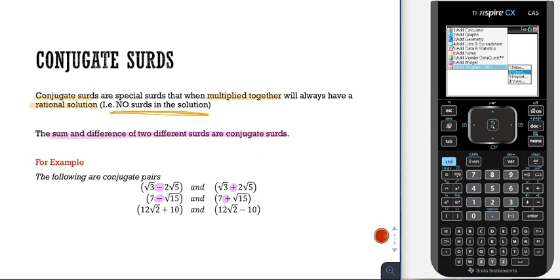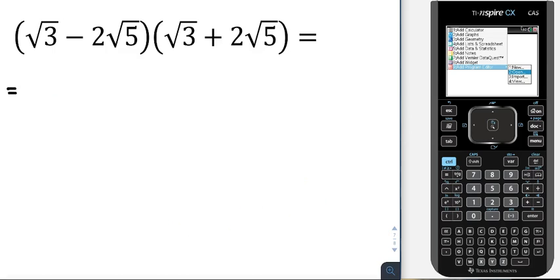And then you can do the same for any term or expression that we've got. 7 minus root 15's conjugate pair is 7 plus root 15. 12 root 2 plus 10 has a conjugate pair, 12 root 2 minus 10. So these are examples of conjugate pairs. And yeah, they're really powerful.